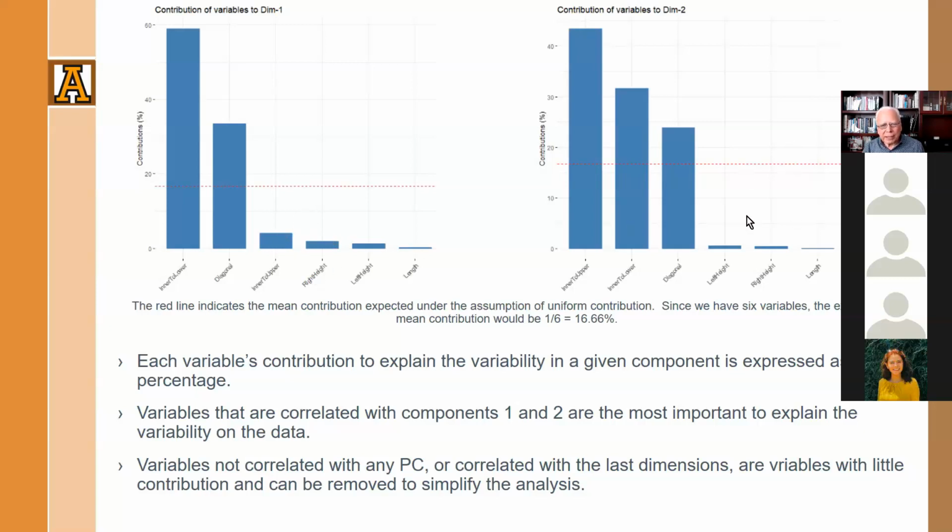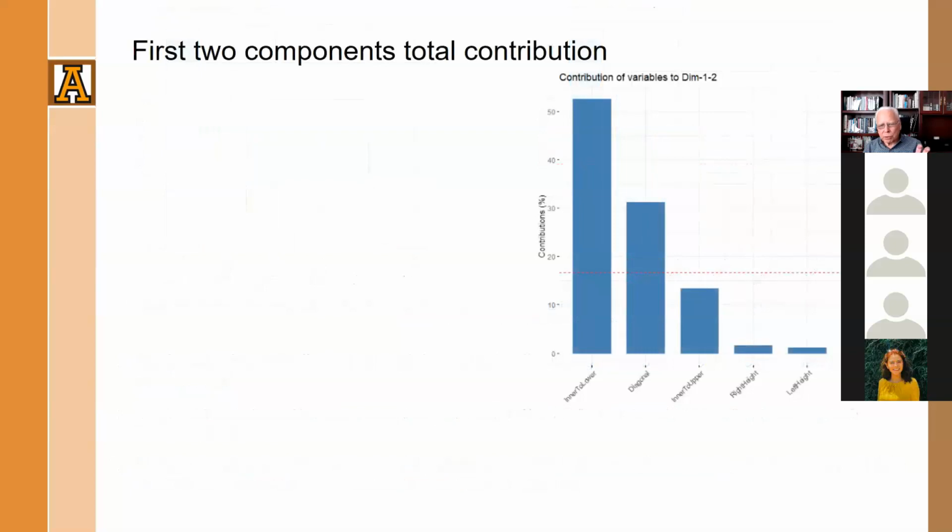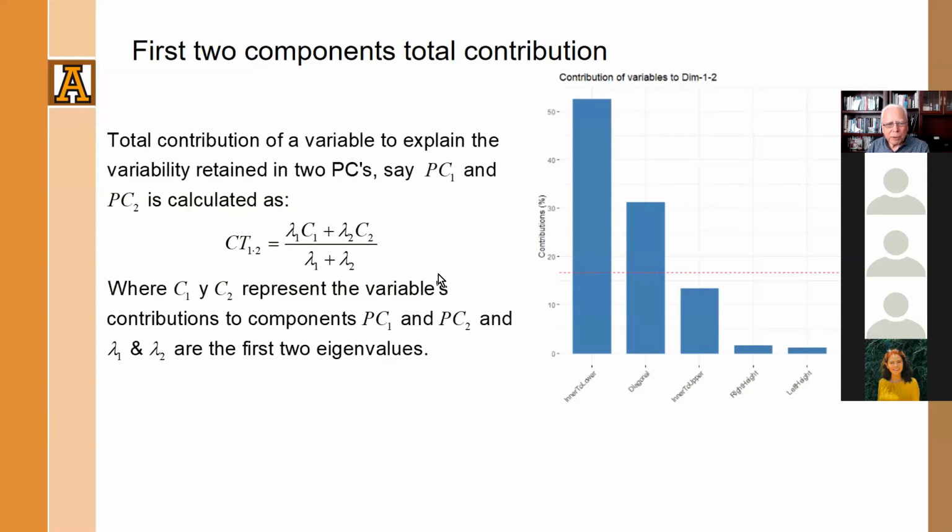We can also look at the contribution to the first two components as a total. This is the contribution to dimensions 1 and 2, to both principal components. And as you can see, this is consistent with what we saw before. These are the 3 variables that contribute the most. These have marginal contributions to the different components.